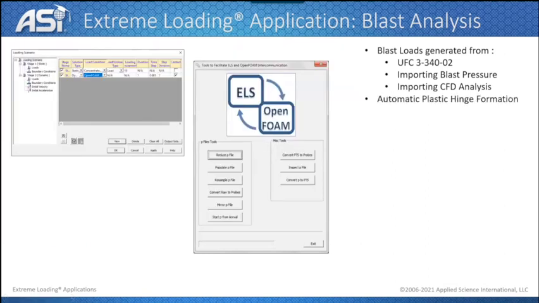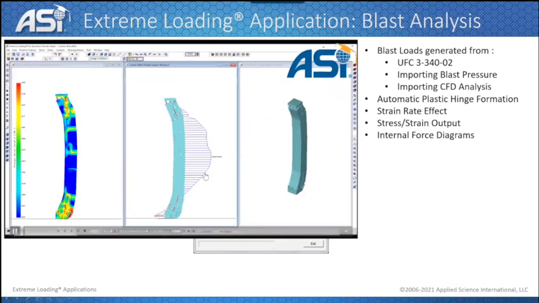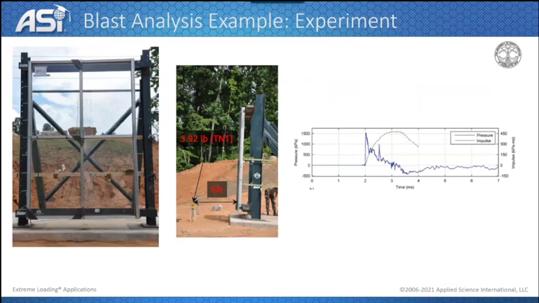Of course, you don't have to assign plastic hinge formation. The strain rate effect is automated inside the material. The kind of output that you get is not only deformations, but stresses and strains, internal force diagrams, and so on. I'm going to skip this verification example.